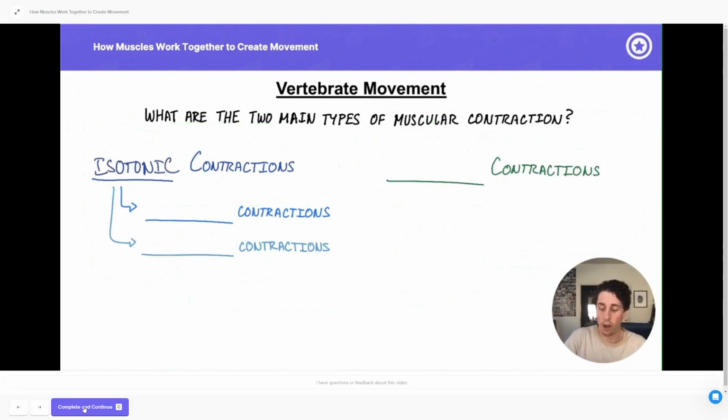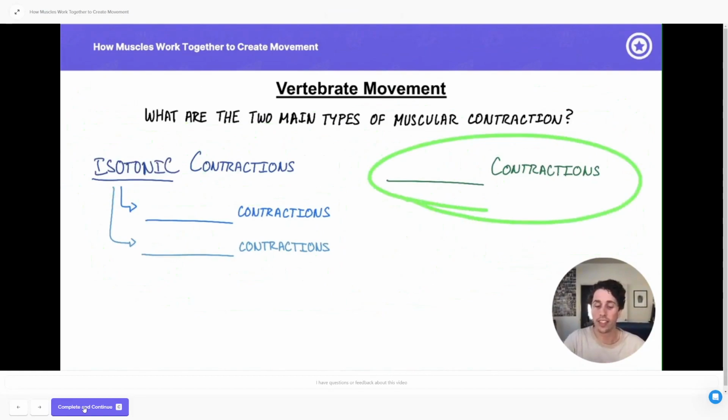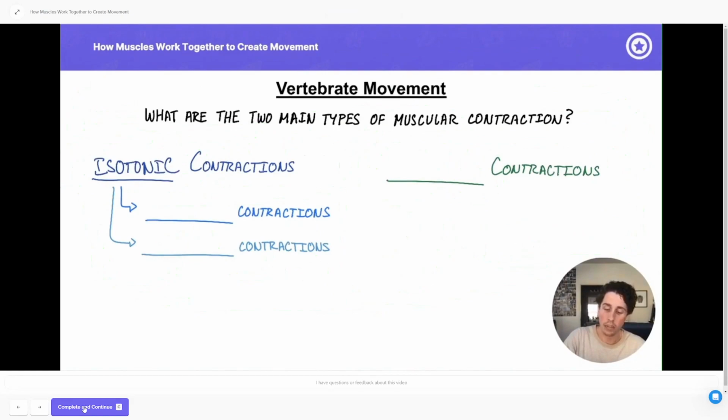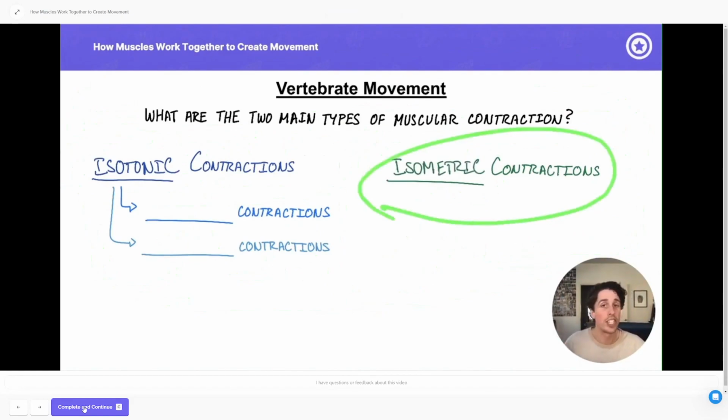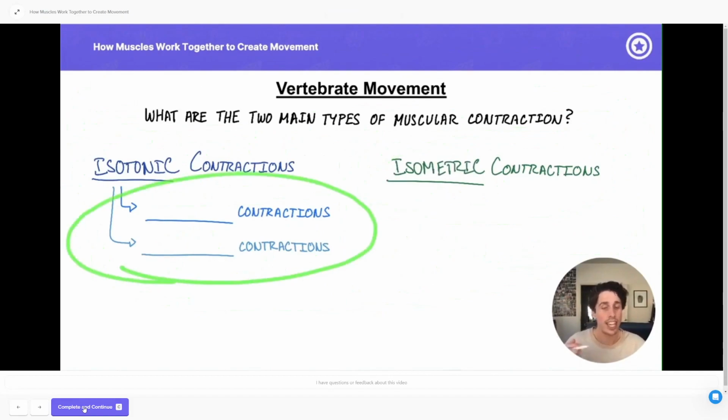And then we're also going to have these ones over here, and these are going to be isometric. They're both going to have iso in the name, but one's going to be isotonic and one's going to be isometric. So let's go ahead and write this one in. All right, sweet. As we can see, there's just one type of isometric contraction, but there are going to be two different types of isotonic contractions. If you remember these, go ahead and fill them in with me. But if not, we're going to learn this together.